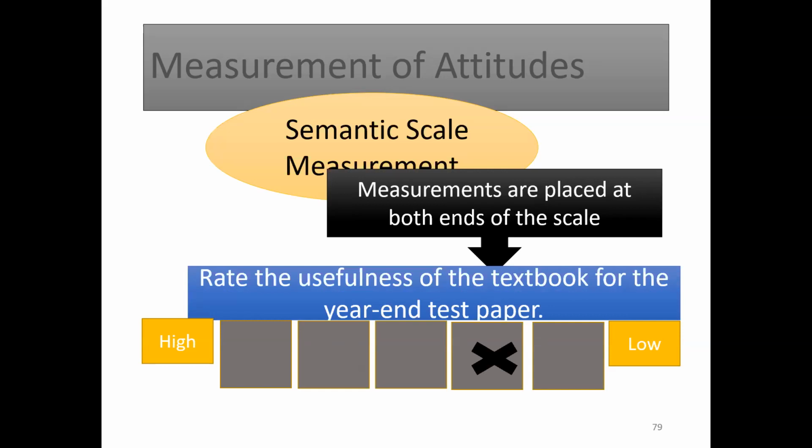Rate the usefulness of the textbook for the question paper. What is your rate? One teacher will select a box closer to low. That means she is not satisfied. Her attitude is negative. Not moderate. Moderate means the middle one. Below moderate, closer to low.